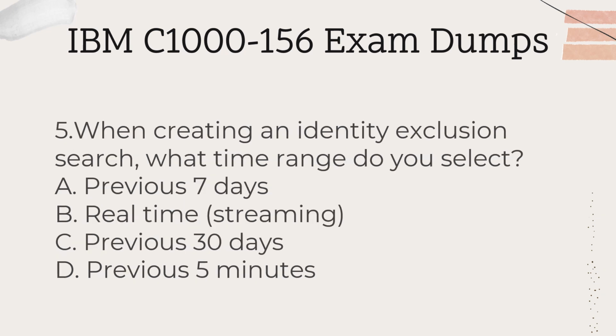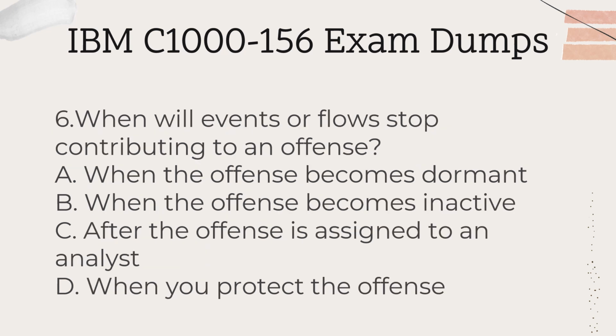5. When creating an identity exclusion search, what time range do you select? A. Previous 7 days. B. Real-time, streaming. C. Previous 30 days. D. Previous 5 minutes.